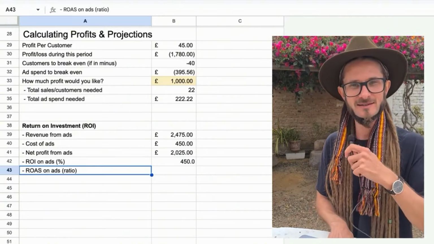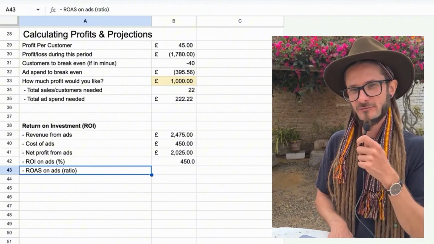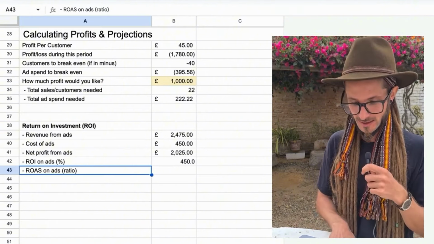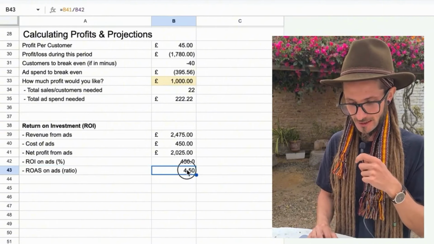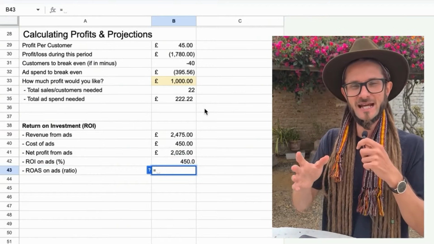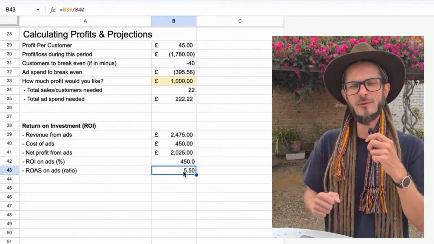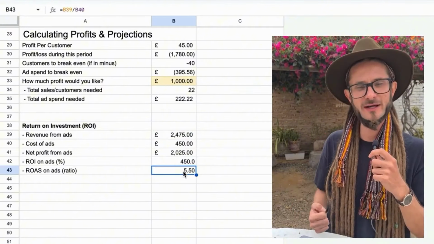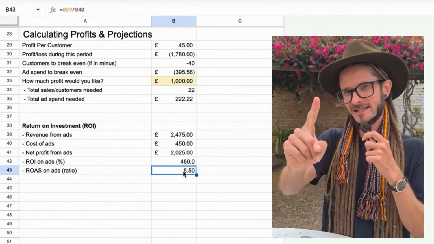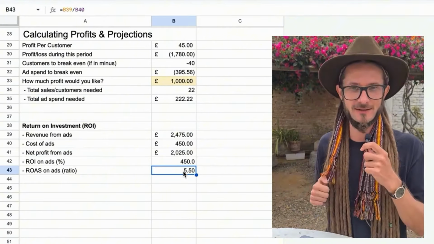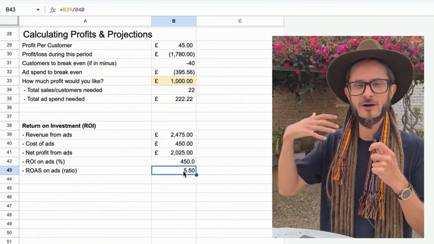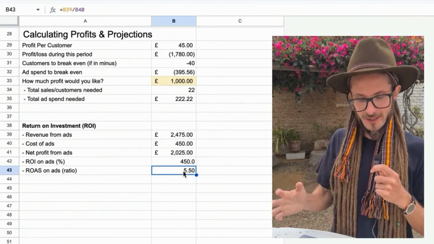So we've got return on ad spend. This is a ratio. Okay, this is different to the ROI, which is a percentage. So what we do here is revenue of the ads divided by cost of the ads. Okay, so the revenue divided by the cost, and that's the ROAS. We have a ROAS of 5.5. Okay, that means for every pound that we spend, we get £5.50 back. Okay, that's looking at the total lifetime value of the customer and everything else. So really, really interesting, guys.